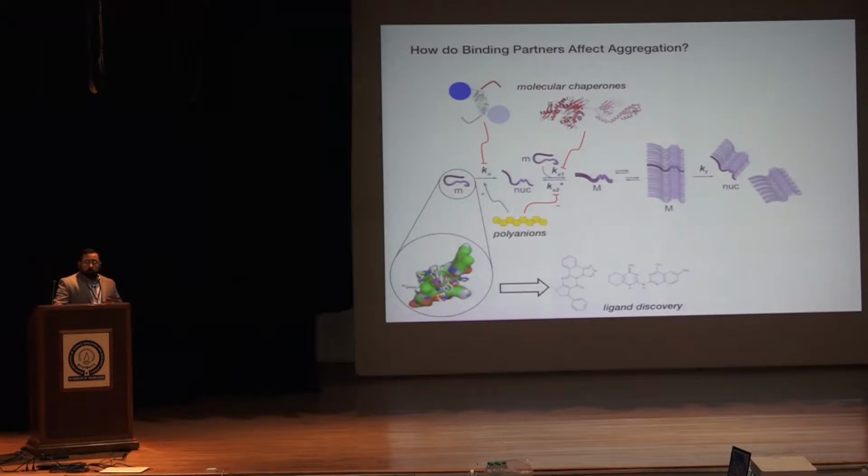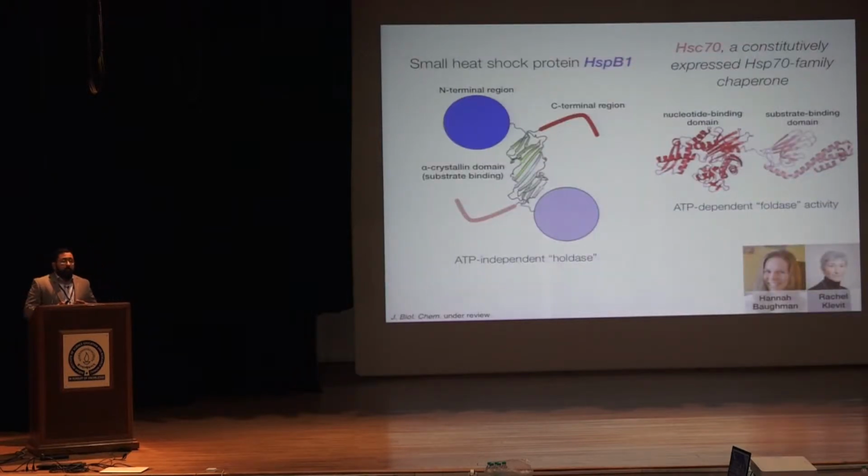So for the short talk, I just wanted to give you a flavor of three different areas of effort in the lab. The first is understanding how different classes of chaperone interact with tau, or the K18 fragment of tau. This is work done by graduate student Hannah Bothman in collaboration with Rachel Klevit. We started off trying to understand the behavior of two prototypical chaperones on tau aggregation: a small heat shock protein, HSPB1, and an HSP family chaperone called HSC70.